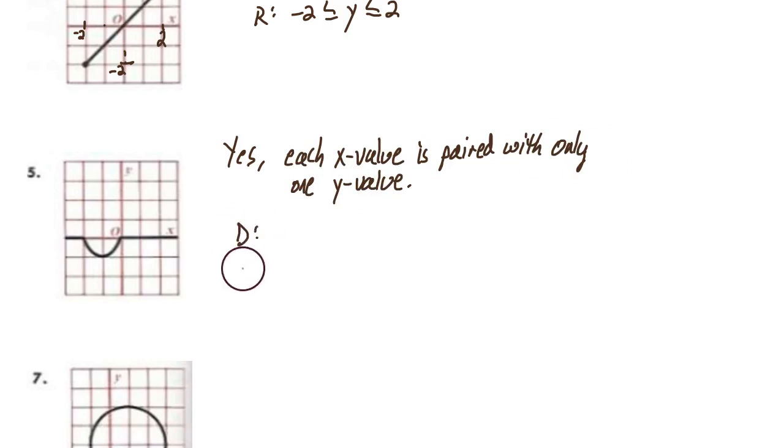Let's give the domain and the range of this relationship. The x-axis seems to go from right here at -3 all the way across to here at +3. That's the domain. The y-coordinates seem to go from this height of -1 up to this height of 0.